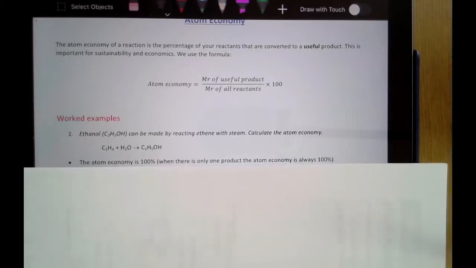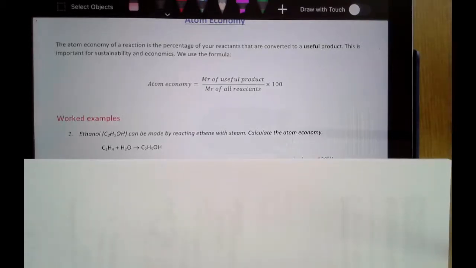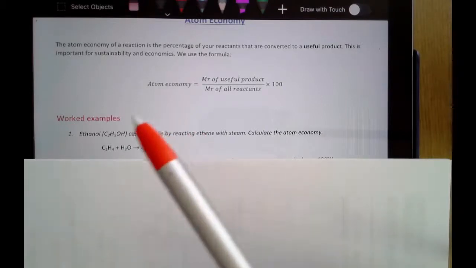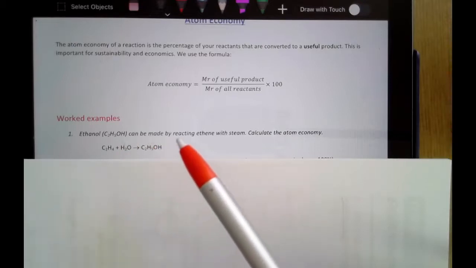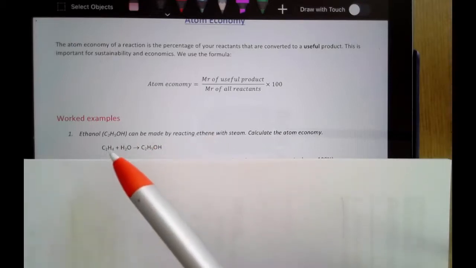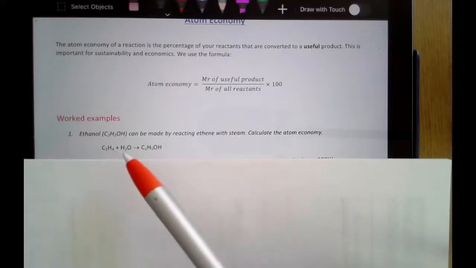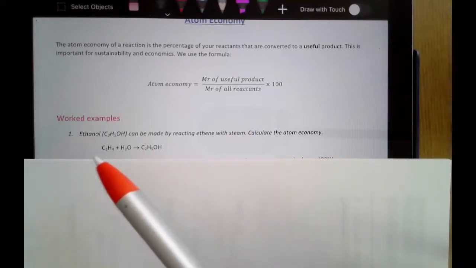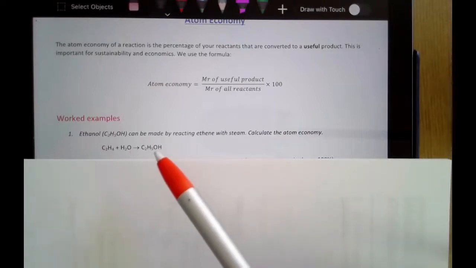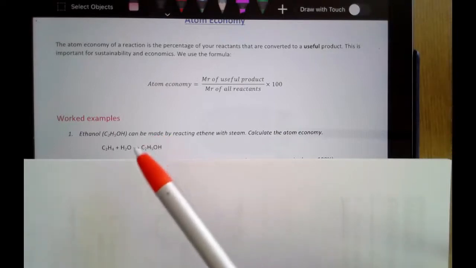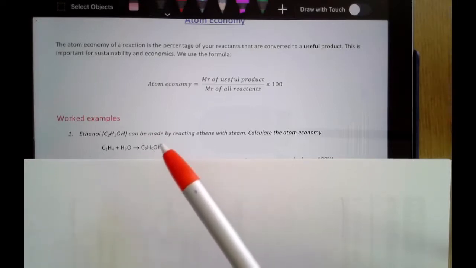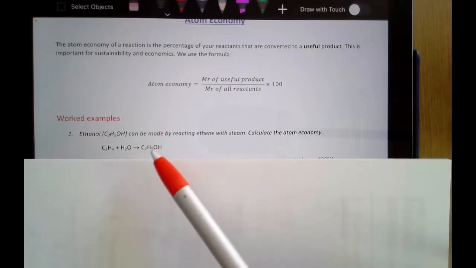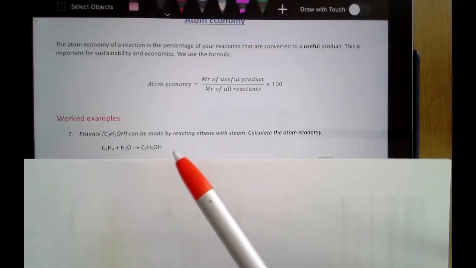So ethanol, which is the alcohol in alcoholic drinks, can be made in two different ways. The formula for ethanol is C2H5OH, and one way of making ethanol is by reacting ethene, which is C2H4, with steam. Steam is obviously just water, H2O. When you carry out that reaction, you will see that you are only making one product. The only product you are making is ethanol, the product you are trying to make. Nothing is wasted. And when you're only making one product, you have got a 100% atom economy.